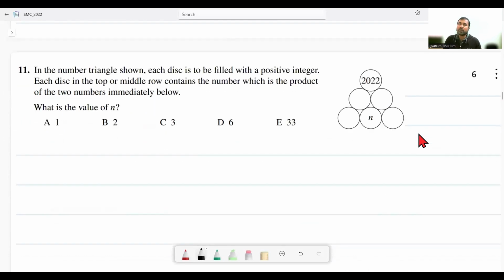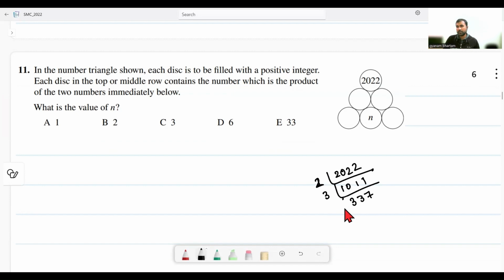Next is question number 11. In the number triangle shown, each disk is to be filled with a positive integer. Each disk on the top of a row contains the number which is the product of the two numbers immediately below. We have to find the value of n. Now 2022 is given, so let's factorize it first. It may help, I think. 2022 is a multiple of 3, right? So 3 times 674, which is 2 times 337.